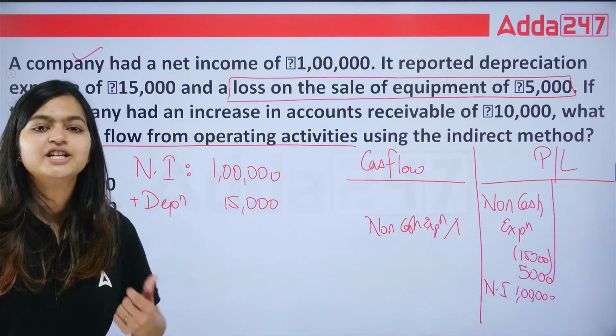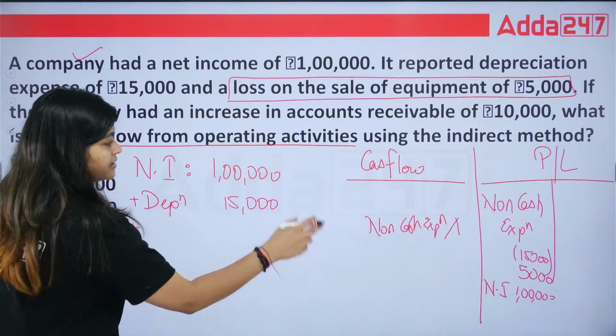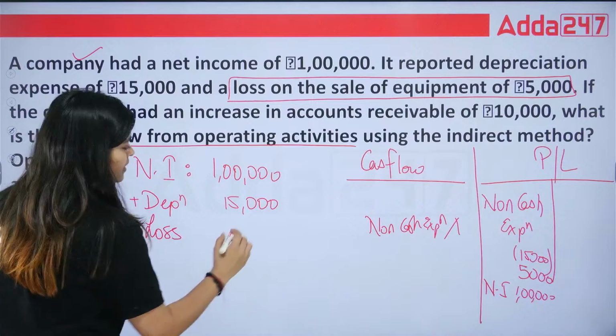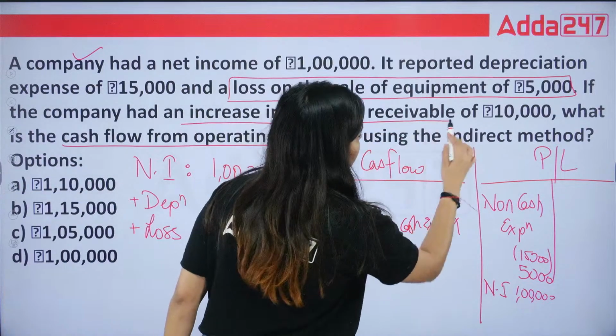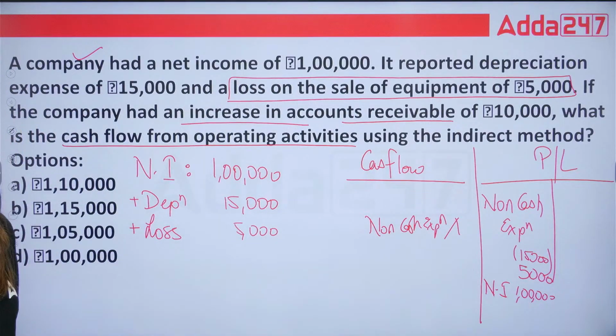But we need to show the cash flow. Means we are going to add back this loss also of 5,000. Now next, if the company had an increase in accounts receivable of 10,000, what is the cash flow from operating activities? Tell me. Now what we are going to do for this 10,000 receivable amount? Are we going to add this or we are going to subtract this?